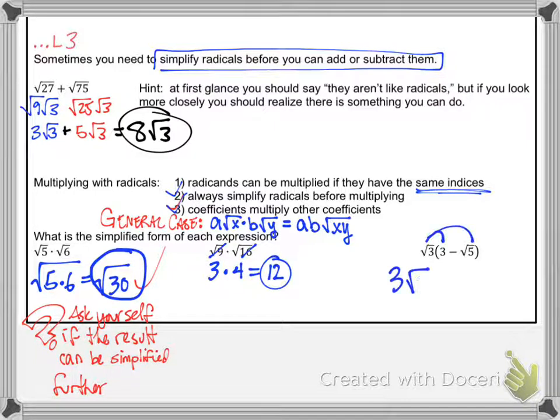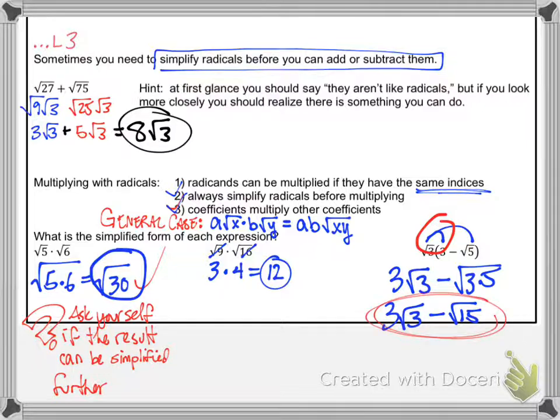Here we're going to distribute just like we normally would. Root 3 times each of those. Now notice the order I wrote these in. Even though it was root 3 times 3, we write the non-radical number in front. And then root 3 times root 5 is root 3 times 5, which is root 15. Those are different radicals. They cannot be simplified any further.